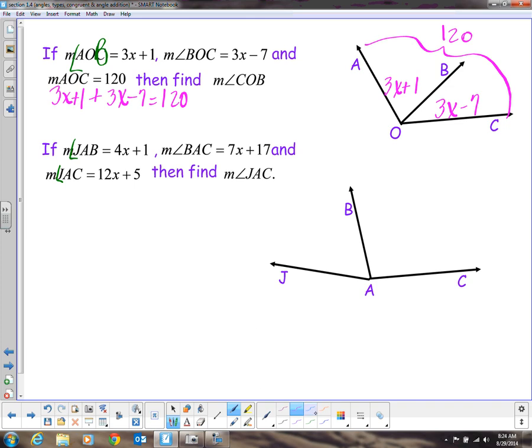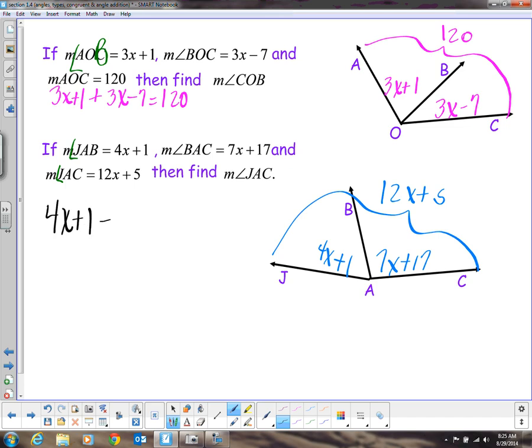All right, so if we look at the next one now, we've got measure of JAB. Well, JAB is 4x plus 1. We've got the measure of BAC. BAC, it's this one, is 7x plus 17. And they're telling us that the measure of JAC, that would be this whole thing, is 12x plus 5. What do we do? Who wants to do this one? Wendy. 4x plus 1 plus 7x plus 17 equals 12x plus 5. Right. Why don't we set anything equal?